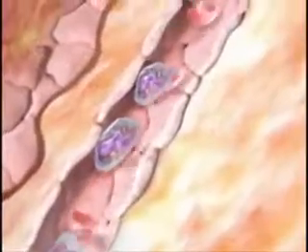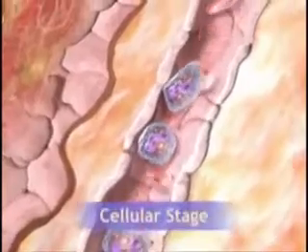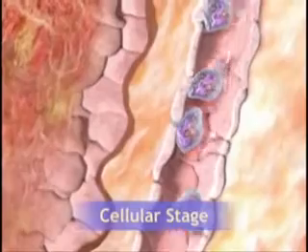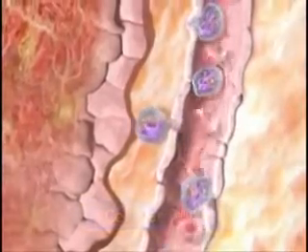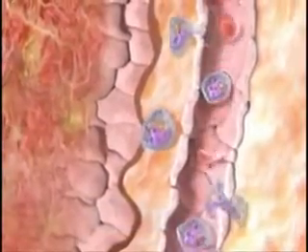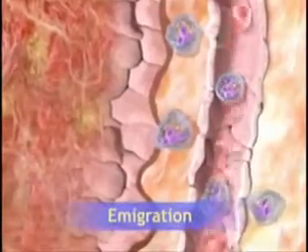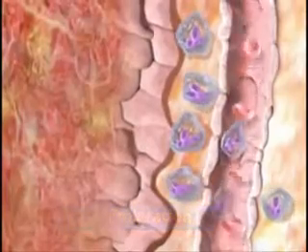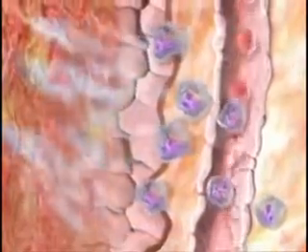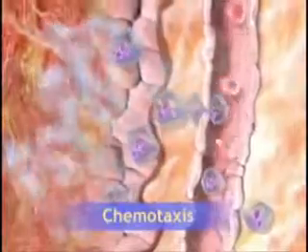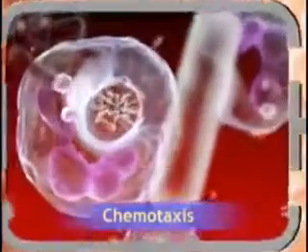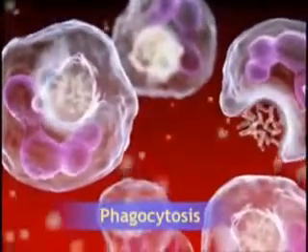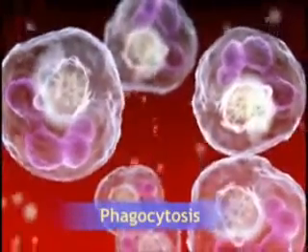The cellular stage of acute inflammation is initiated by the movement of phagocytic white blood cells, or leukocytes, into the area of injury. The leukocytes begin to adhere to the vessel wall, and then, in a process called emigration, squeeze through the wall and move into the inflamed tissue. The leukocytes wander through the tissue, guided by chemical signals in a process called chemotaxis. The cellular stage culminates in the leukocytes engulfing and degrading the bacteria and cellular debris in a process called phagocytosis.